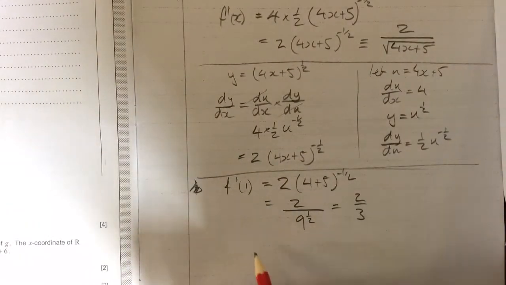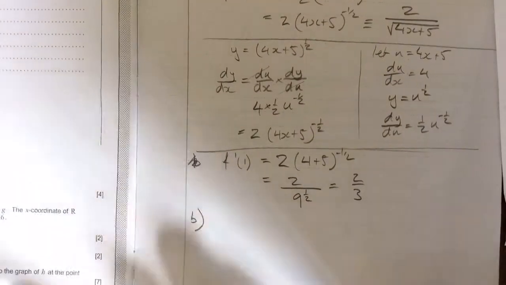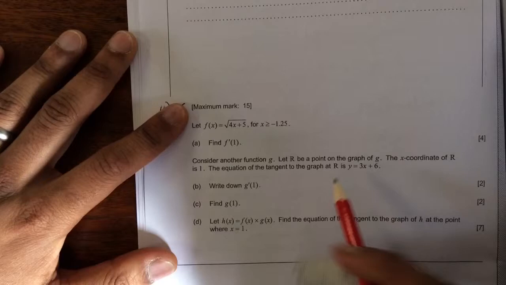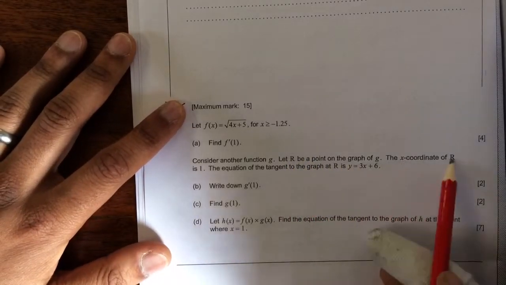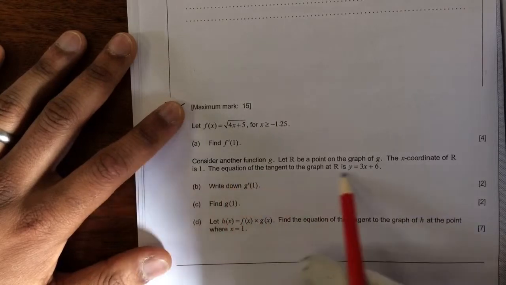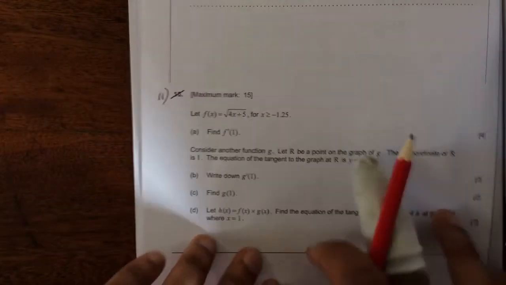Okay, now we can look at part B. Part B is asking about another function g. It says another function g has got a point r on it, and the x-coordinate of r is 1. The equation of the tangent to the graph at r is 3x plus 6. So let's draw that and see what it looks like.